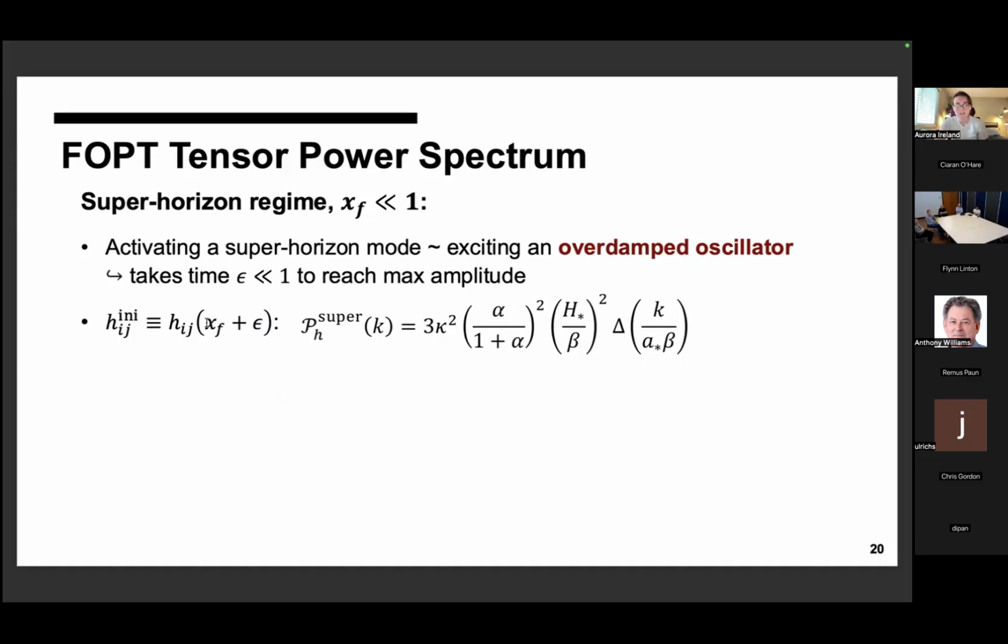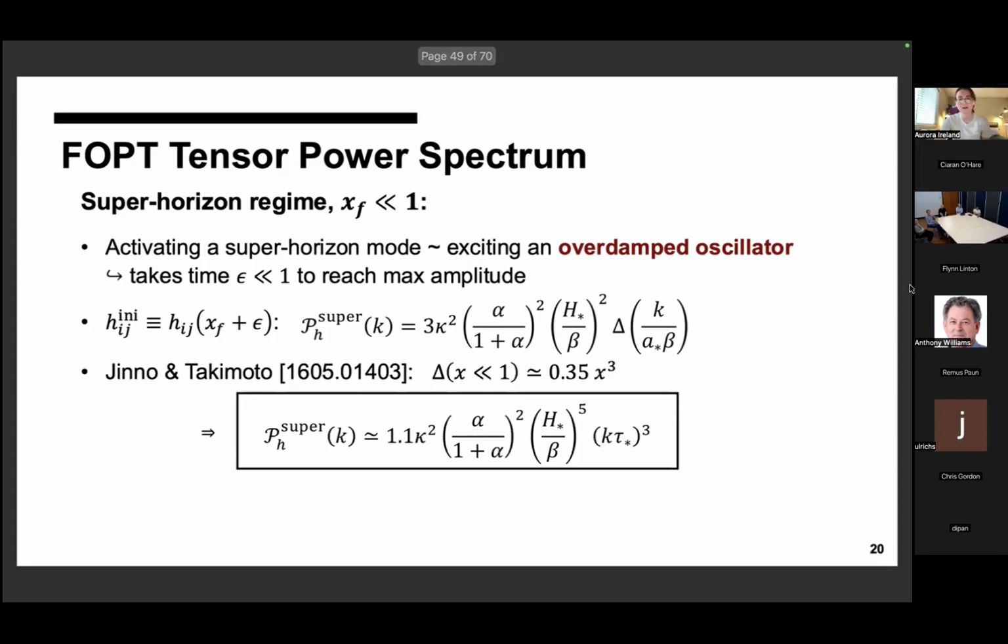And because this is evaluated slightly later, if you go through and you compute P sub H in the superhorizon regime, this is what you get. It looks a lot like the subhorizon regime case, except two things. One, there's not this K on aH star squared factor. And then two, this delta has a different behavior in the superhorizon limit. It goes like x to the third. So if you plug that into here, this is the behavior that you get in the far superhorizon regime.